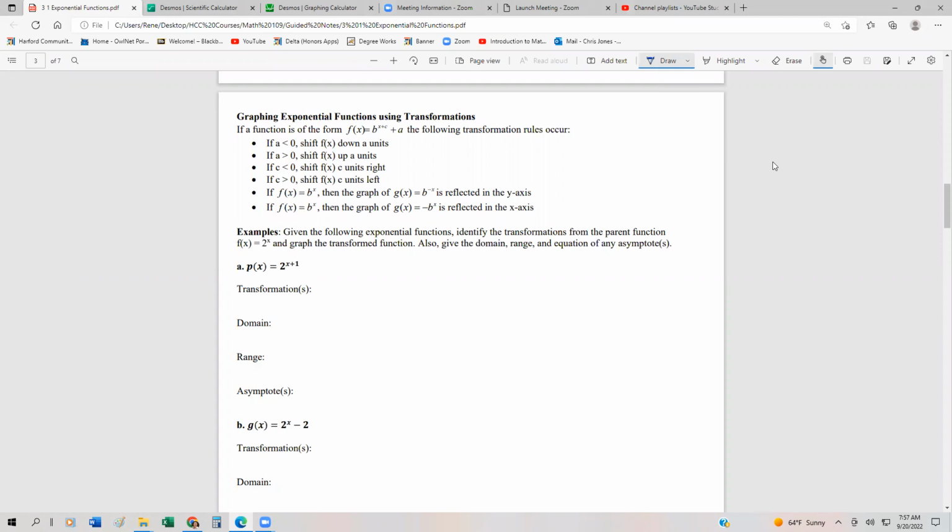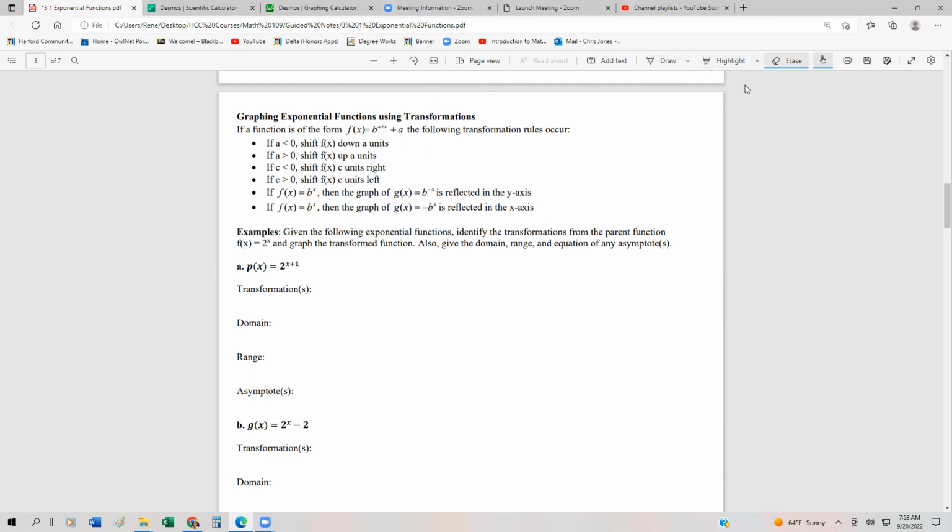Just a reminder, if we add a constant to a function, that moves the function up or down. If this value a is positive, we shift it up a units. If a is negative, we're going to shift it down a units. We take a look at this value c, and if that's negative, we're going to move the graph to the right c units. And if c is positive, we're going to shift it to the left c units.